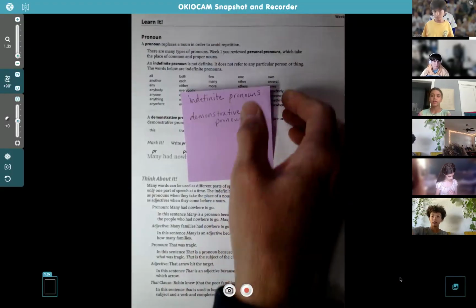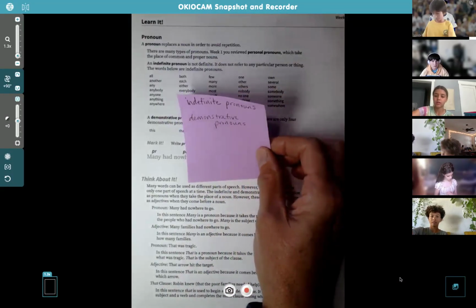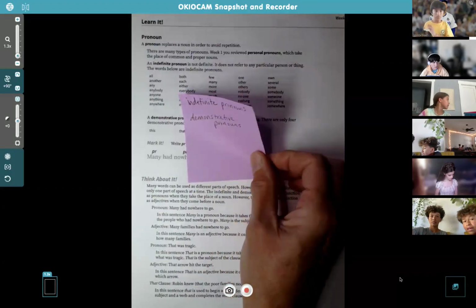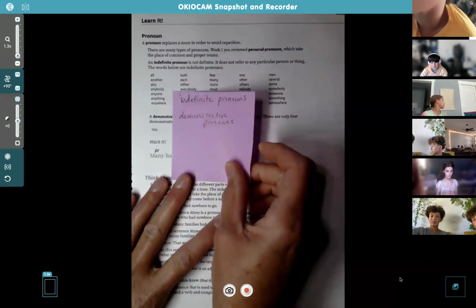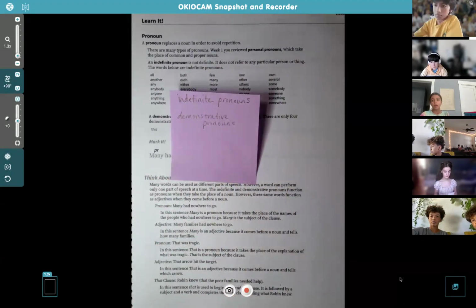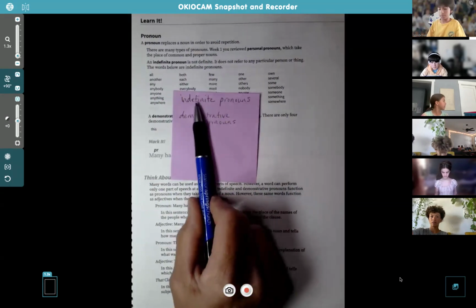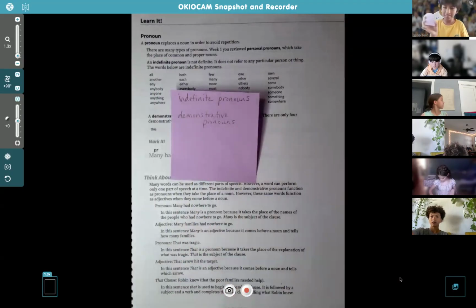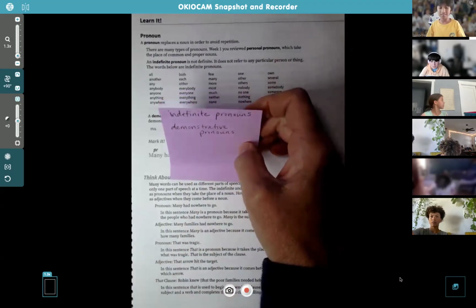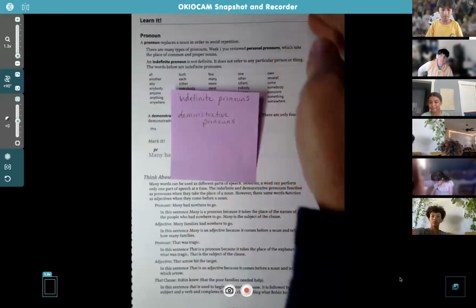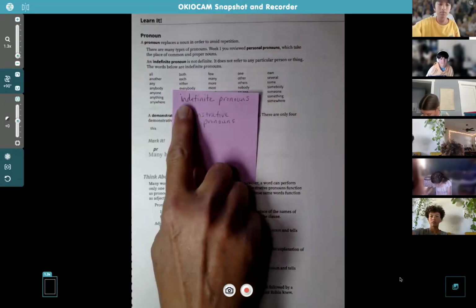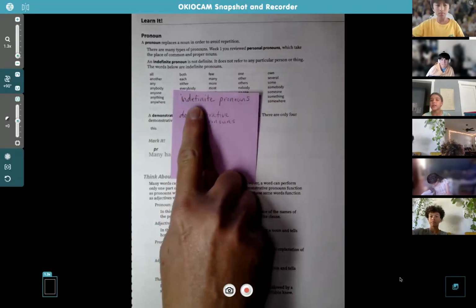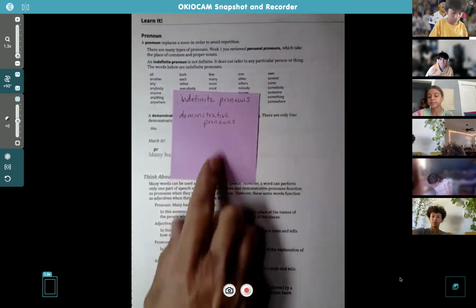But we're going to mark this page because we've got different pronouns to look at today. They're different than personal pronouns. By the way, personal pronouns are the he, she, it, they, them, all of those, okay? These are called indefinite pronouns and demonstrative pronouns. So put your post-it upside down like this because you're going to stick it over the top of your page and write the two different pronouns, indefinite pronouns and demonstrative pronouns.